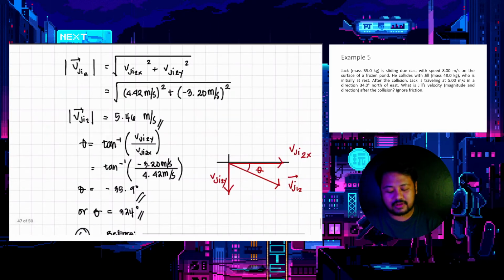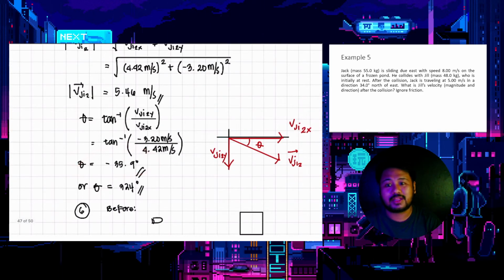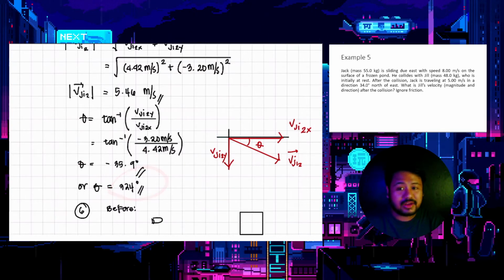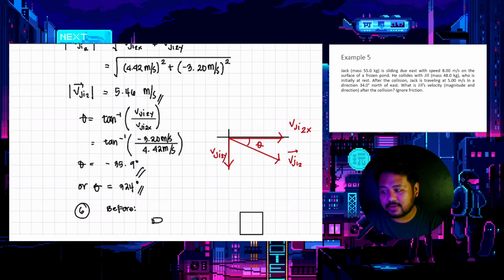So the negative 35.9 degrees is acceptable. But I want it to be standard, so I will add 360. So it will give me 324 degrees. Let's have example number 6.